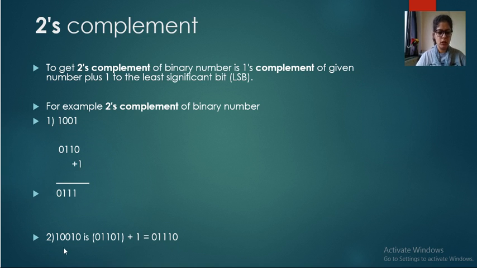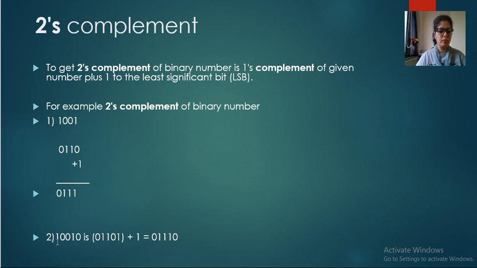So I have taken one more example of 2's complement. For example, the given number is 10010. So first of all we have to convert this number into 1's complement. So this is 1's complement of this given number. So the 1's complement of this number is 01101. Now add 1 to this number, so you will get the final number as 01110.